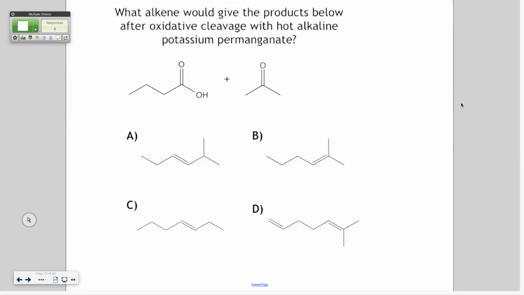Okay, what alkene will give the products below after oxidative cleavage with hot alkaline potassium permanganate? What does the word alkaline mean? Basic. It's another word for basic. Yeah, so basically you're going to stick them together. We'll do what we just did with those compounds.